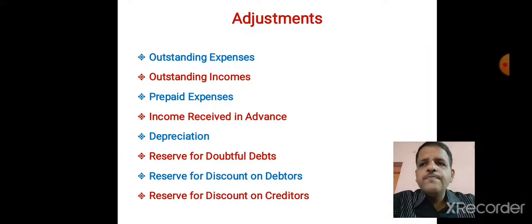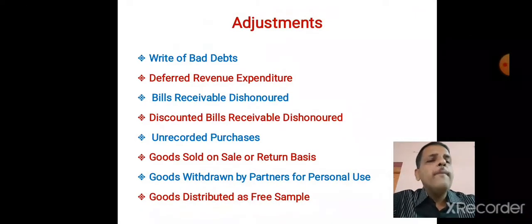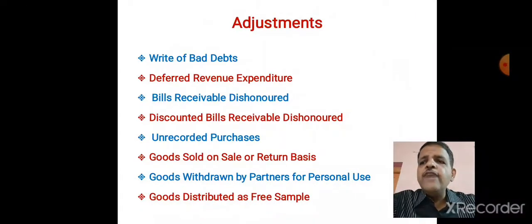Now let us see what we have to do in case of another adjustment, which is about write-off of bad debts. When we have to write off bad debts, there are two simple effects we have to give. We have to deduct whatever amount of bad debt is there from debtors on the asset side of the balance sheet, and the second effect is that we have to show that amount on the debit side of profit and loss account.